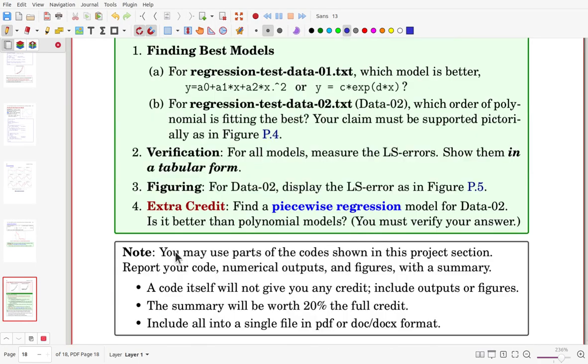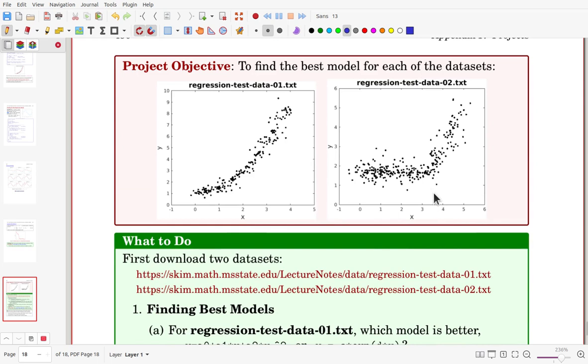Okay, now this part is the extra credit one. Find the piecewise regression model for the second data, and for this one, you may try to separate the data set into two portions by choosing a vertical line right or left of this point, and you can separate this one or that one, or you may consider a line passing this one, so that this is the first part and the second part. For each part, try to get a linear model.